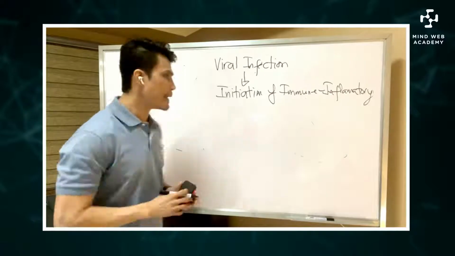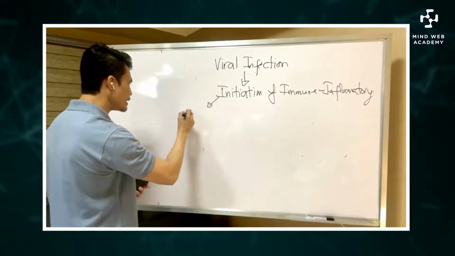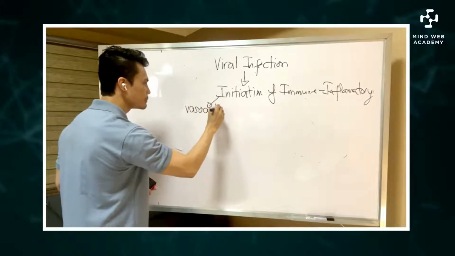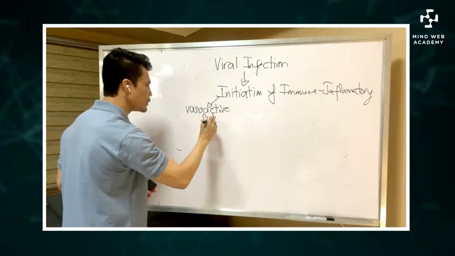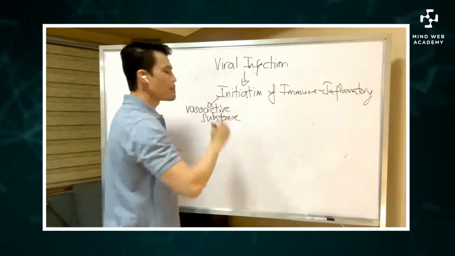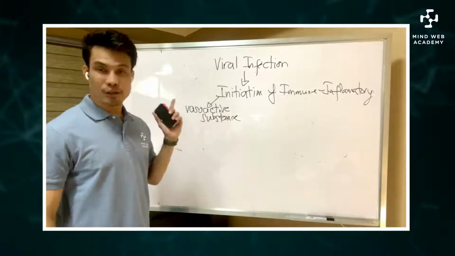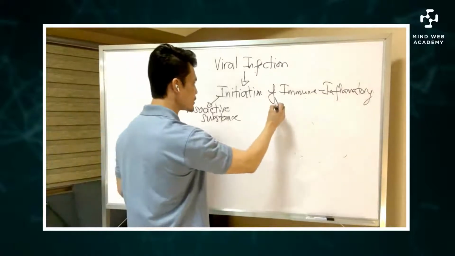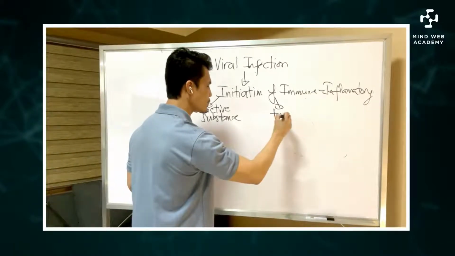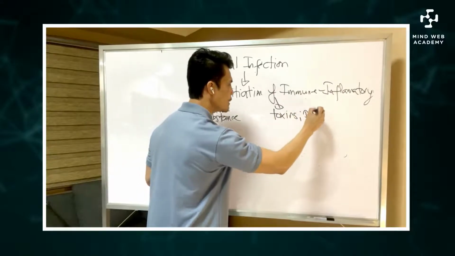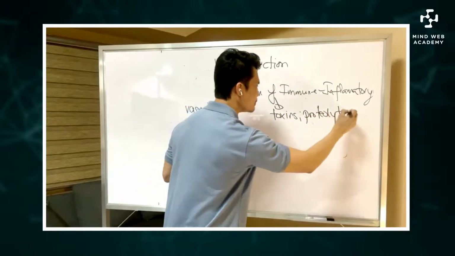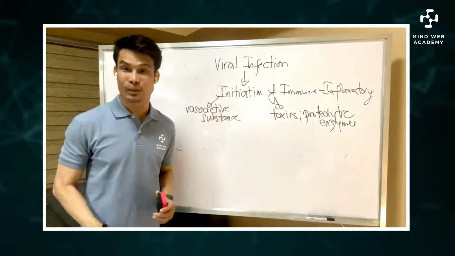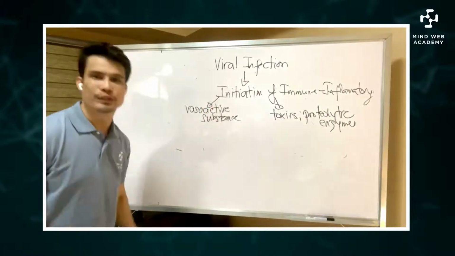Okay, two things are going to happen. There will be release of your vasoactive substance. The other one, the pathogenic microorganism is also capable of producing toxic products, or toxins, and you also have your proteolytic enzyme. So dalawa ang magiging pathway natin. Okay, let's start with this pathway.